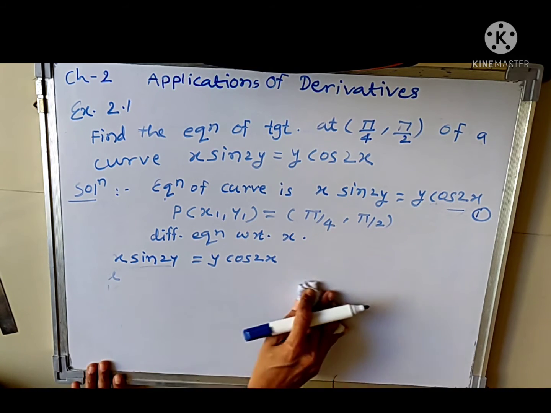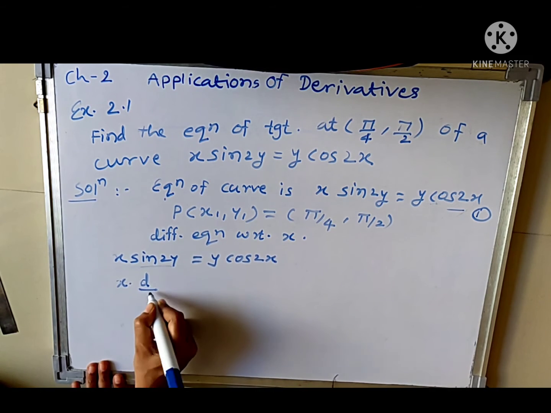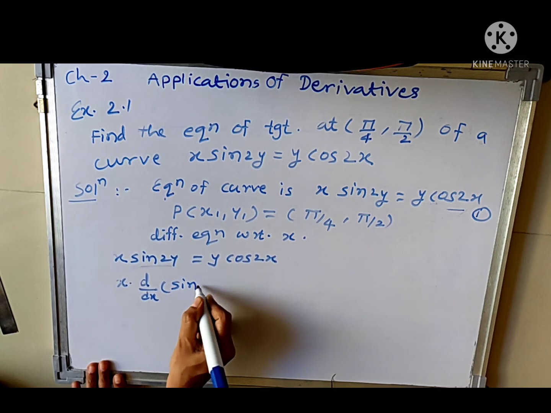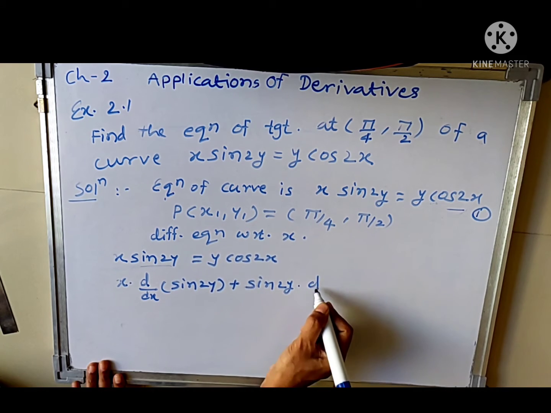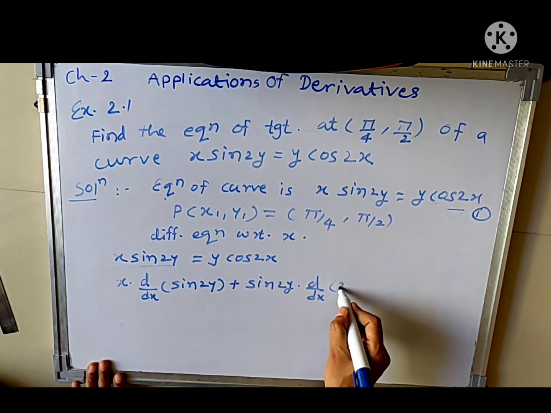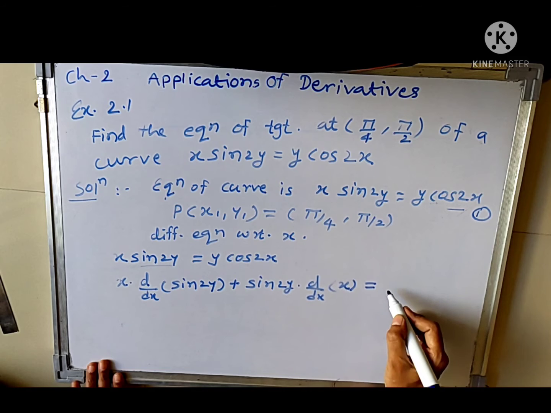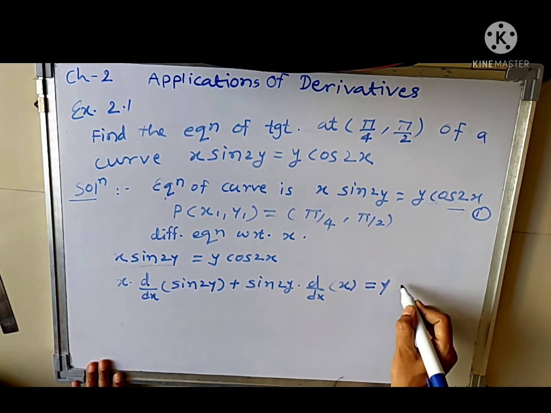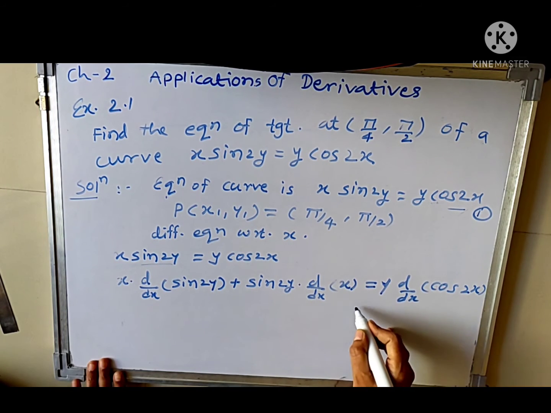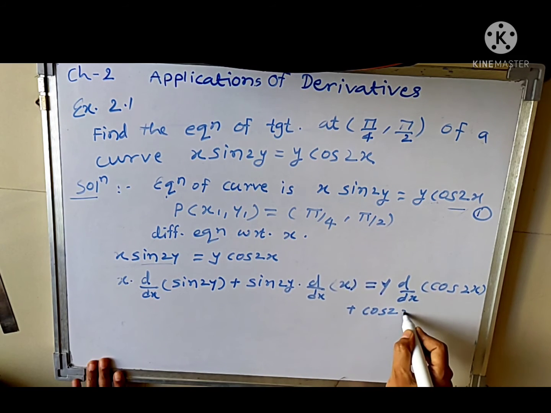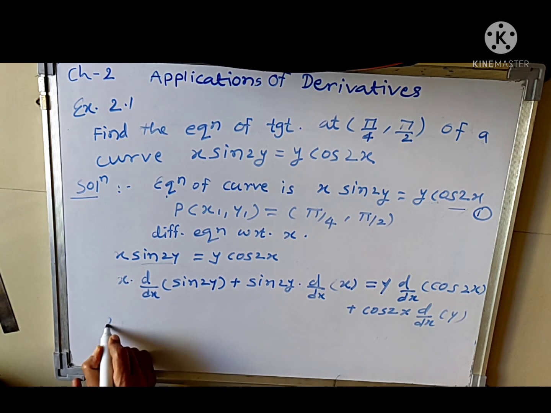Look here, I am applying x as it is into d by dx of sin 2y, plus sin 2y as it is into d by dx of x, equal to, on RHS also you have to use the product rule, y as it is into d by dx of cos 2x, plus cos 2x as it is into d by dx of y.